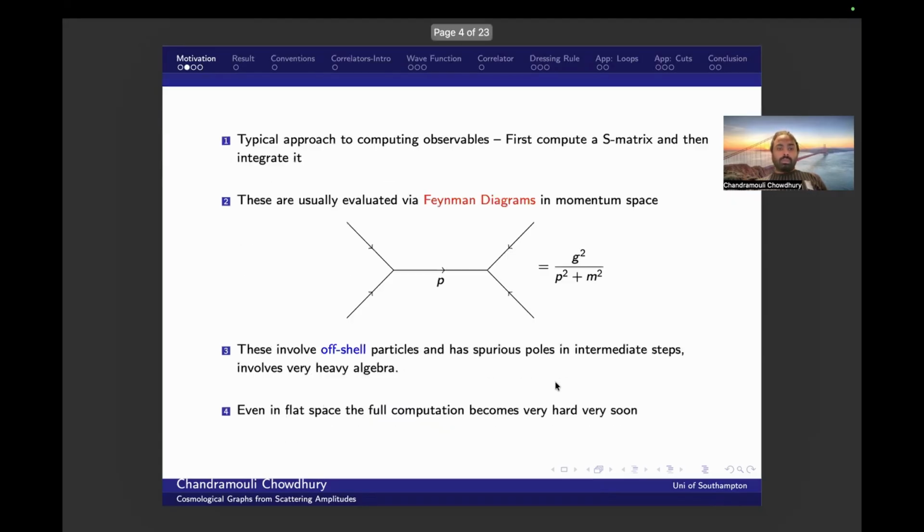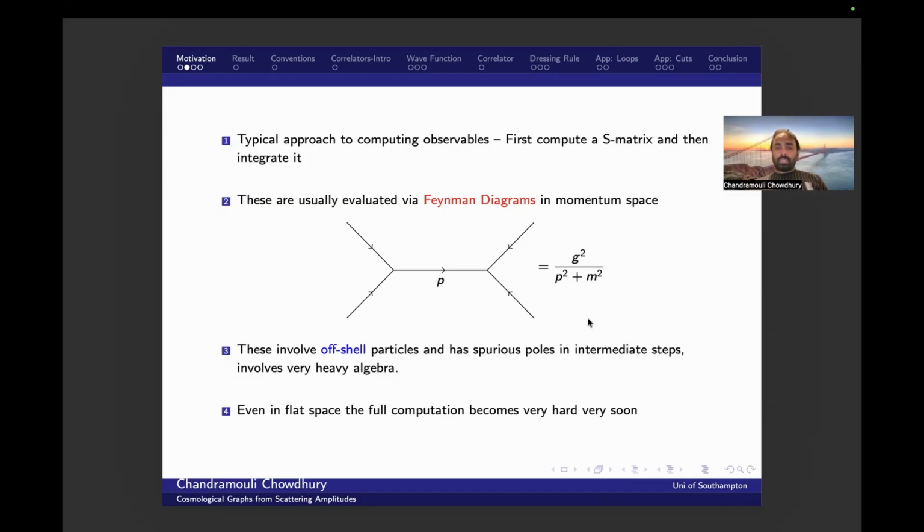Okay. Now, the typical approach to actually doing this computation in practice is to first compute an S matrix, and then you square and integrate it. And to do that, we use perturbation theory, and we work with what are called Feynman diagrams in momentum space. So the example of a Feynman diagram is of the following kind, where you have some coupling constants of the theory, which is given here, and some propagators. Okay, for example, in this particular simple case, it's simply this rational function, which has some dependence on the momenta and various masses of the theory.